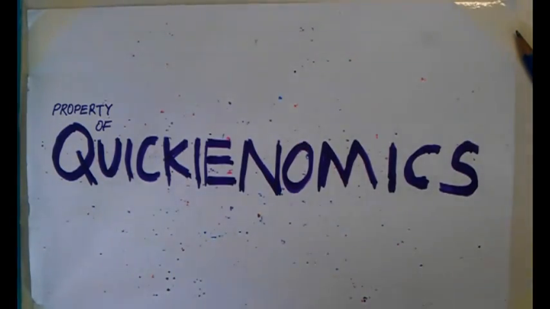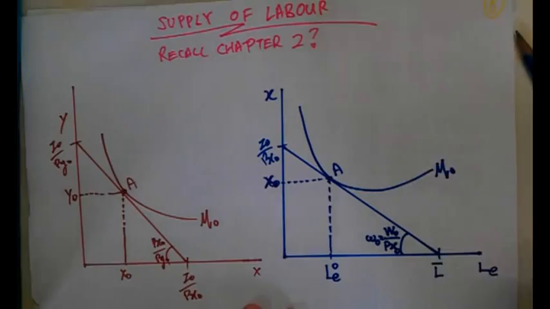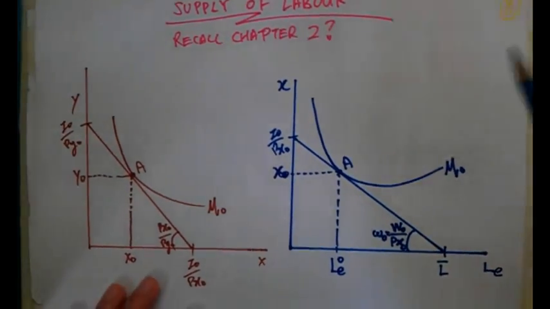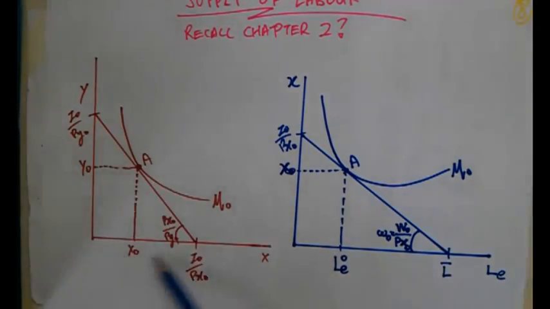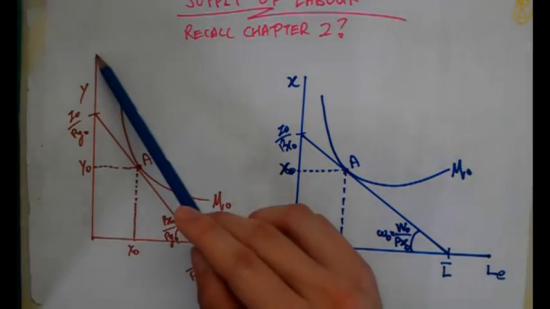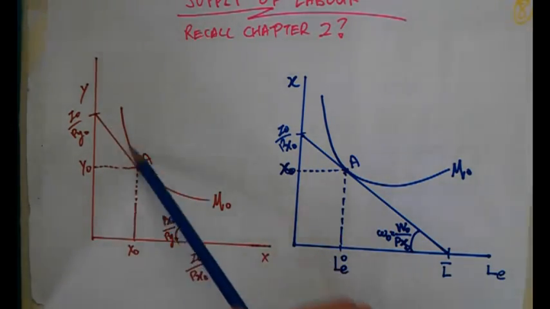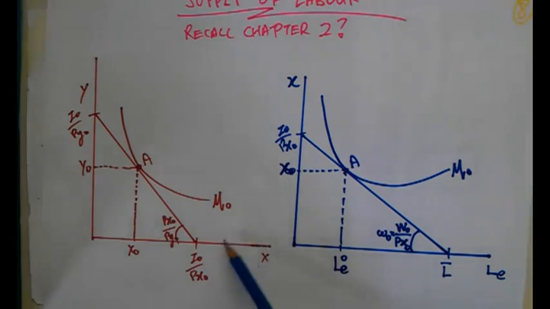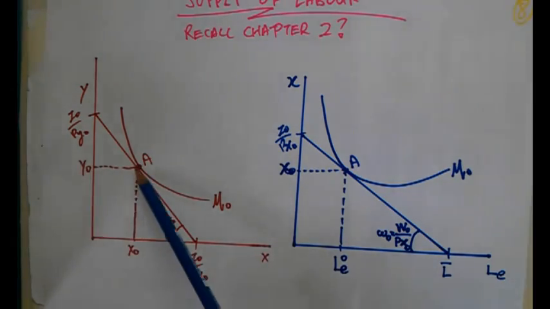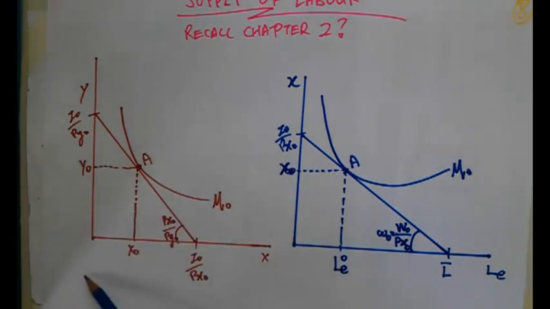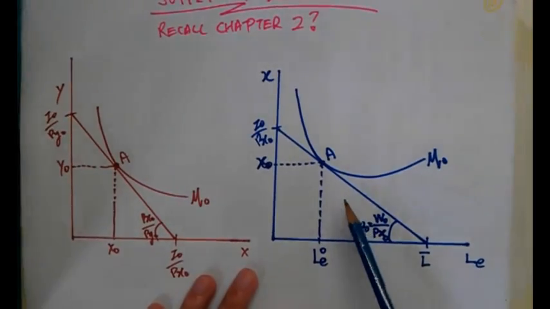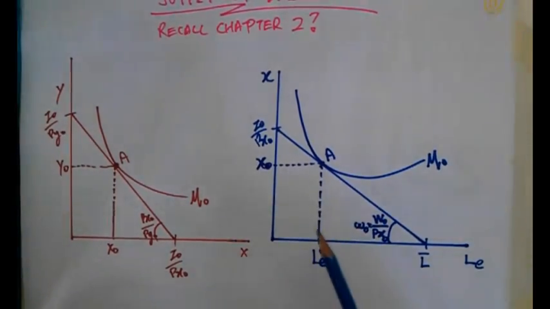So now let's move on to the supply of labor. Now remember chapter 2? This is a graph from chapter 2 over here. You can see this is quantity of Y, this is quantity of X. This is my budget constraint, and this is my indifference curve. I got real income over here, and I got the initial bundle equilibrium at A. Now this is the graph that you're going to need to draw for the supply of labor.